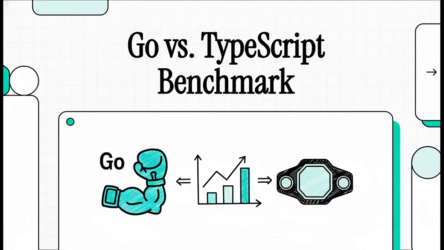All right, everyone, welcome. Today we are stepping into the ring for what you might call a heavyweight bout in the world of programming. In one corner, we've got the systems-level powerhouse Go, and in the other corner, the full-stack champion, TypeScript. We're going to put them to the test, head-to-head, in a pure performance benchmark.